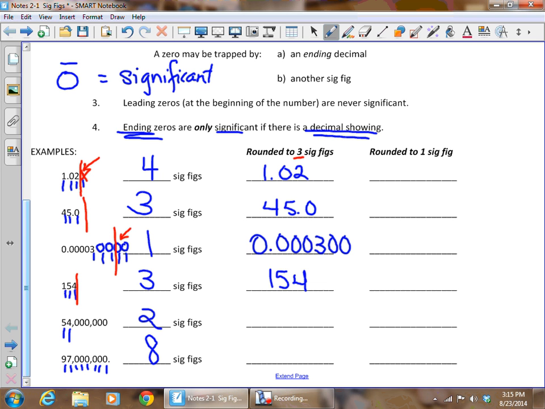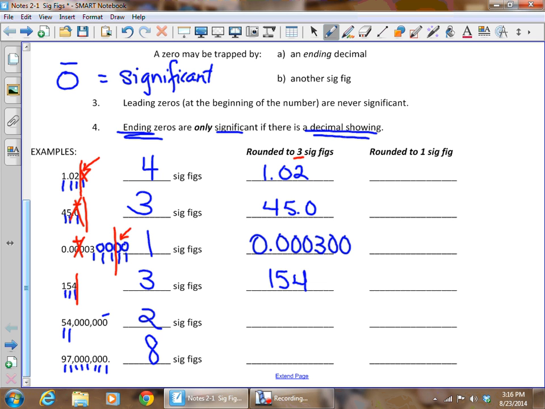Now again, it won't work for something like this. You can't put a bar over a decimal 0. Those won't work. Neither one of those would you ever see. Okay? But for this one, if I put a bar over one of these zeros in this number, let's say I put a bar over that 0, it would make it significant. But we have to be careful which one we put it over.